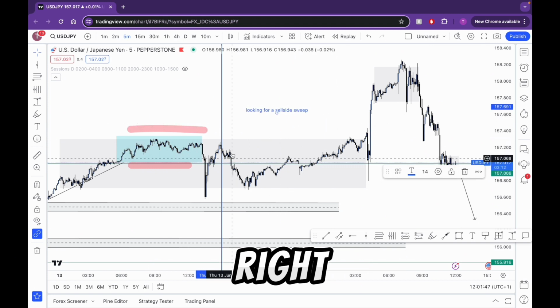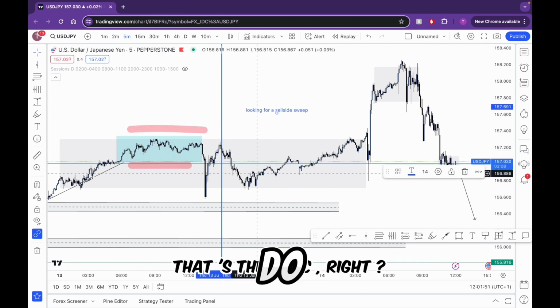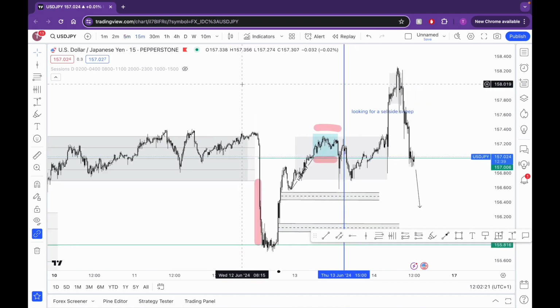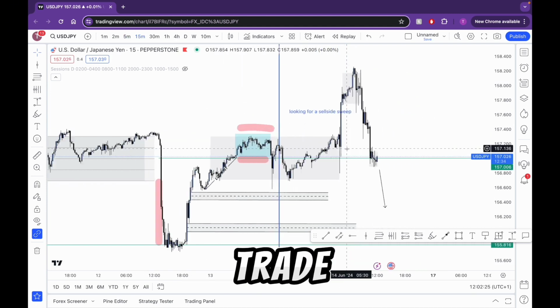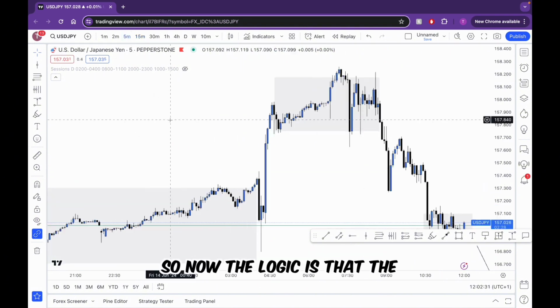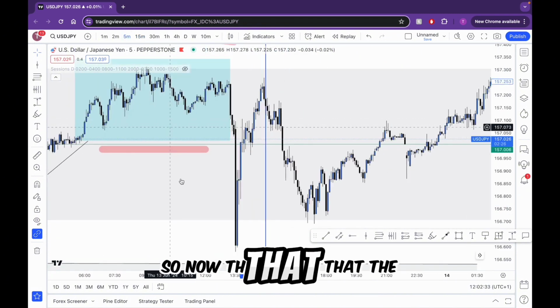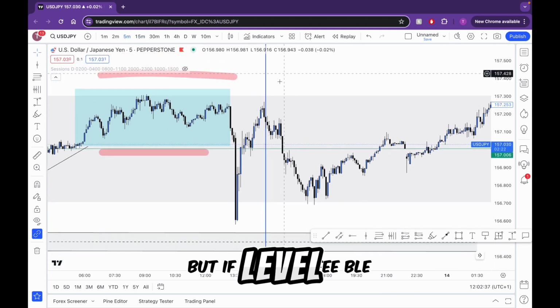All right, but what does the market actually do? That's the logic, right? What does the market actually do? This is where I entered my trade. 1345, sorry, my bad, my MT5 numbers are a bit weird. Now the logic is that the price should sweep this level, right?